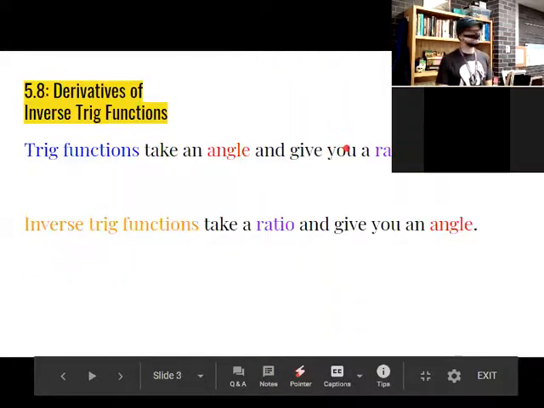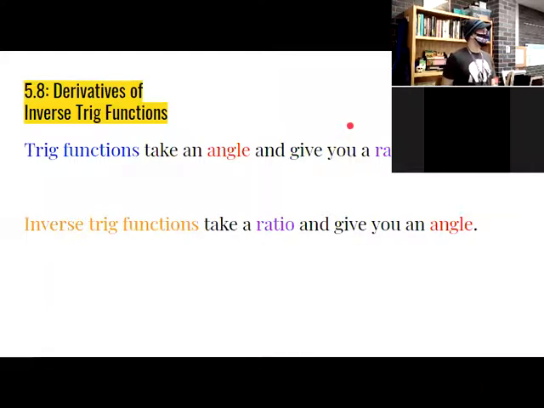All right. So this is just a general thing, which again, the more you reflect, kind of pun intended, on inverses, it makes sense. A trig function takes an angle and generates a ratio. An inverse trig function takes a ratio and gives you an angle, which makes sense because inverses undo the original function. That's the whole idea of inverses.